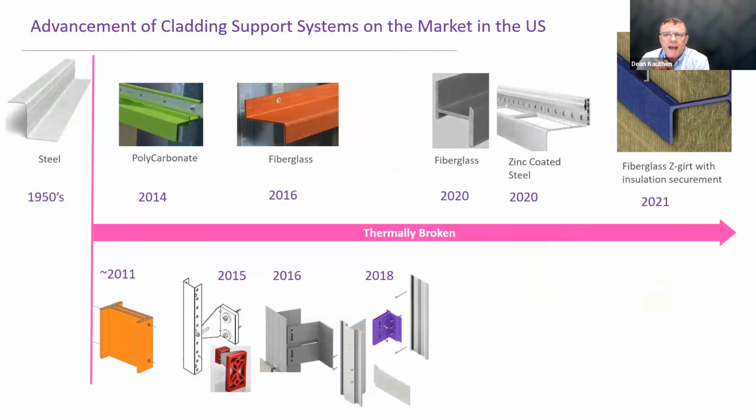So when we look back at the timeline, we see that there's been a shift from using those highly thermally conductive materials like steel and moving more into lesser thermally conductive materials like polycarbonate and fiberglass, and in some cases thermally broken aluminum.